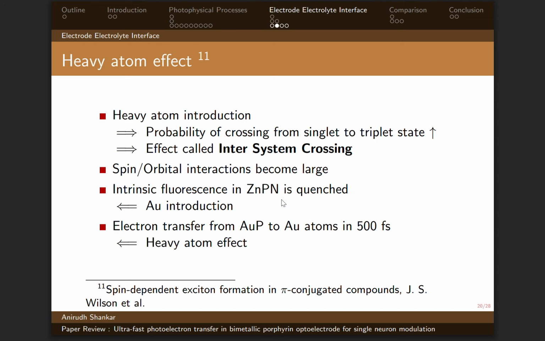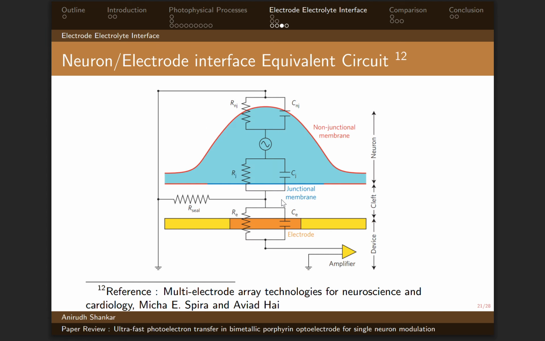And there are two main consequences of this effect in this paper. The first thing is that the introduction of gold quenches the intrinsic fluorescence of zinc porphyrin, as we saw earlier. The second effect is that there is an ultra-fast transfer of electron from AuP to Au atoms in about 0.5 picoseconds or 500 femtoseconds, which is a key characteristic of the heavy atom effect in this paper. And now we shall move on to the neuron electrode interface.